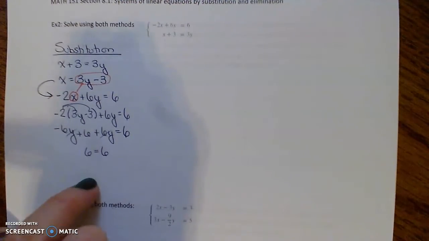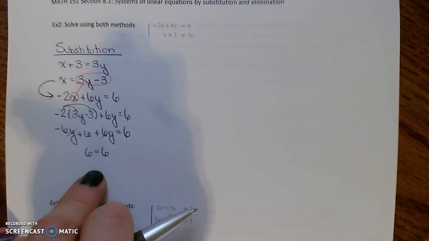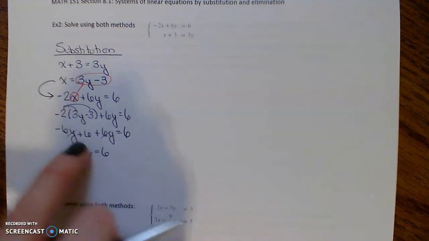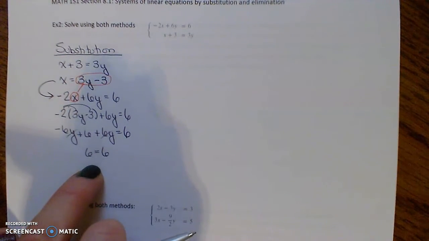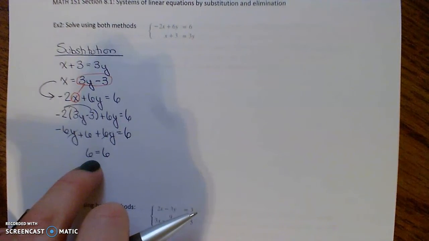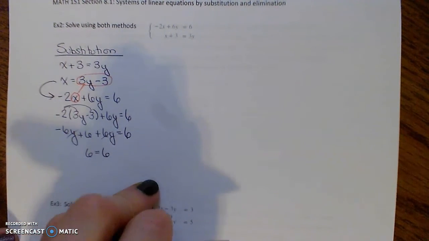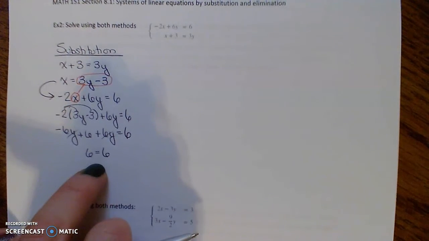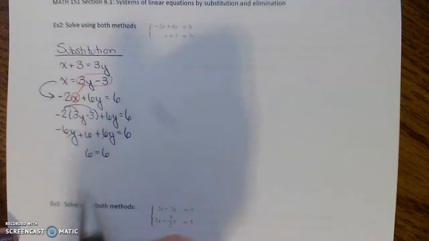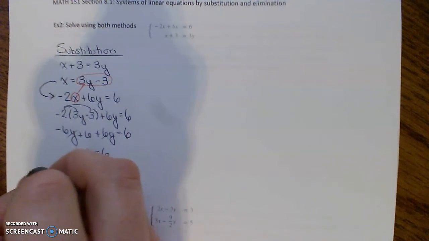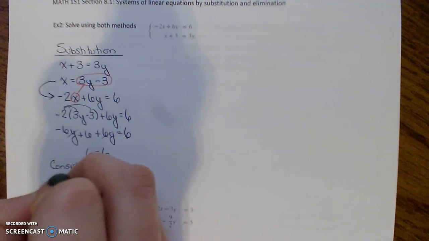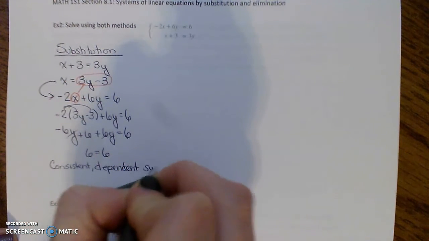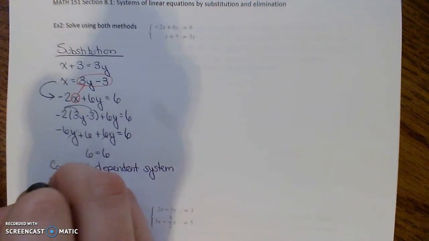Now, what is happening here is that no matter what we plug in for x or for y, no matter what value you put in here for y, we're still going to get a true equation. So as long as x is equal to 3y minus 3, we get a true statement. Now, we can say that this will be classified as a consistent, dependent system. What we have here is infinitely many solutions.